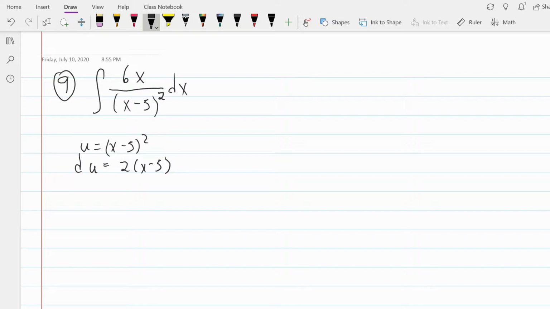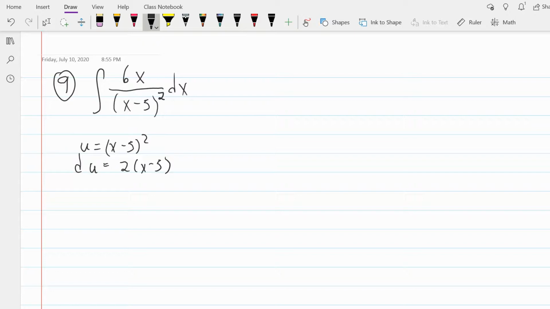So I need an x minus 5 in the numerator in order to make this a natural log integral. Also, if I do use the du, which on this problem I'm actually not going to have to use, and you'll see why hopefully, then I have to bring out a 1/2 on that part.